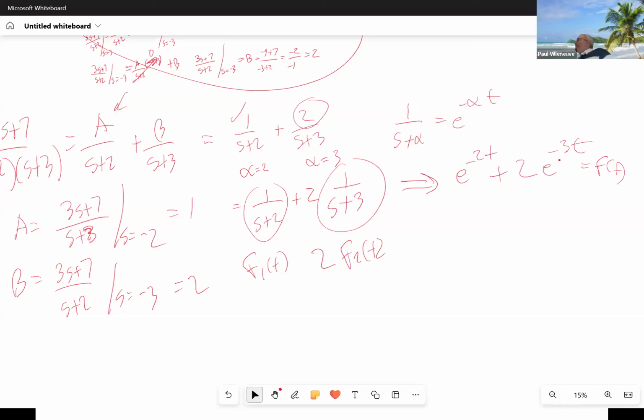You say you multiply the constant? Yeah, so this constant right here, the number 2, is multiplying a Laplace domain function, right? 1 over s plus 3 is being multiplied by 2. 2 is a constant. So I multiply my f of t, I've converted it back into the time domain, and I multiply it by that exact same constant.